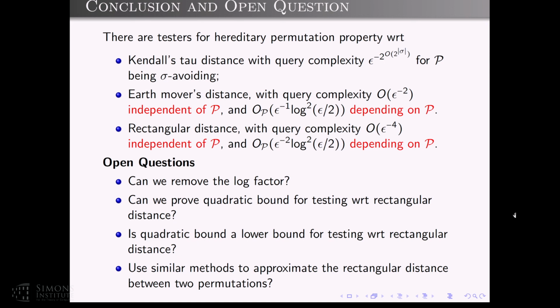So the open question becomes, can we work directly with the rectangular distance and obtain a better bound? Another question is, is the quadratic bound actually a lower bound for testing with respect to the rectangular distance? And can we use similar methods to approximate the rectangular distance between two permutations up to some additive error? Yeah, that's all for my talk today. Thank you.